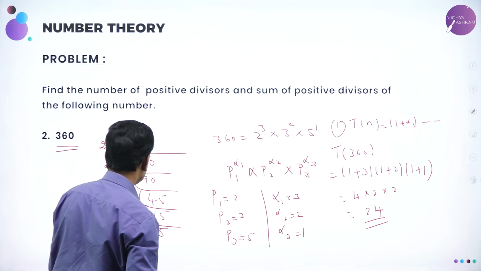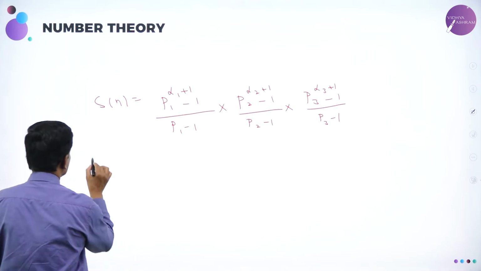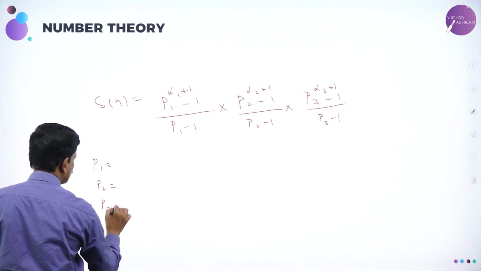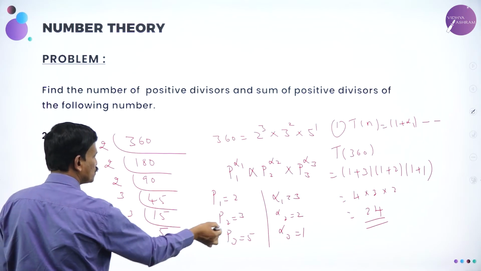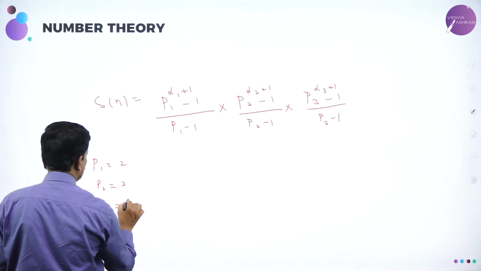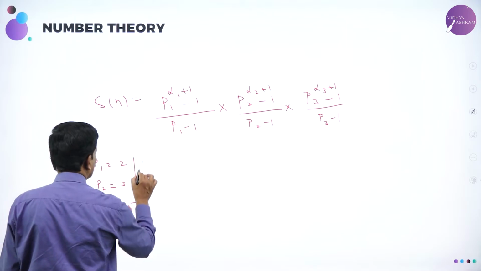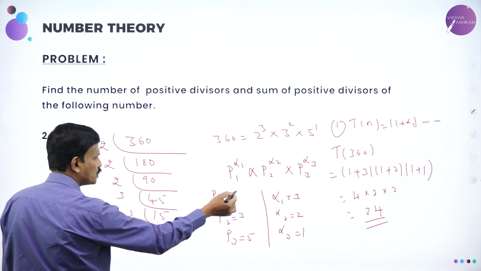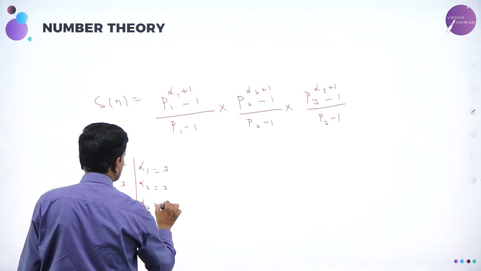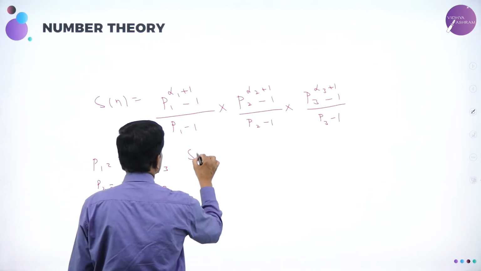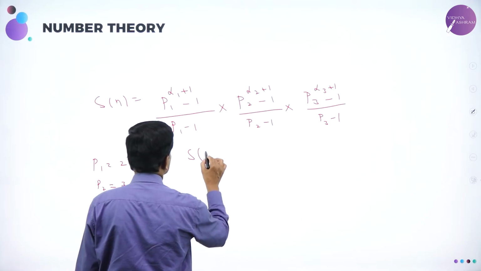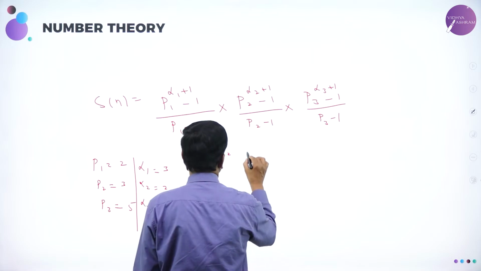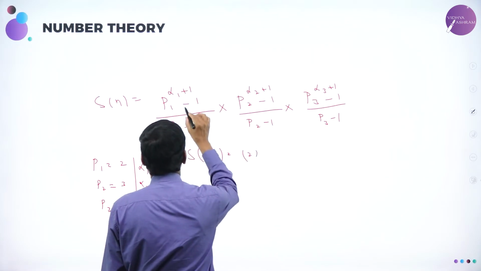Now, what are the values here? What are the values of P1, P2 and P3? 2, 3 and 5. What are alpha 1, alpha 2, alpha 3? They are 3, 2, 1. Now, let us substitute here. S of 360 is equal to 2 to the power of alpha 1.